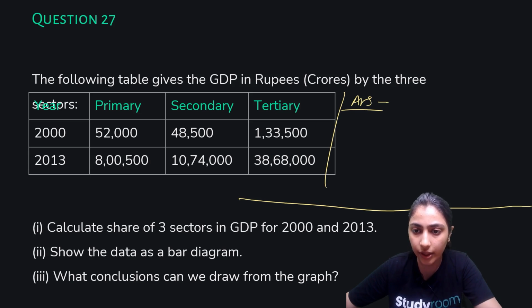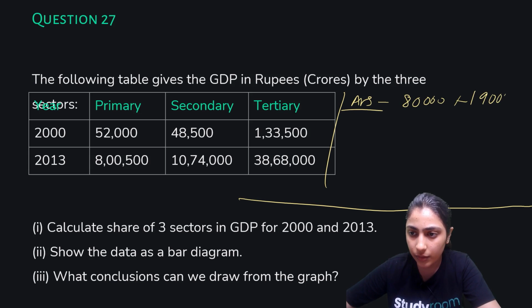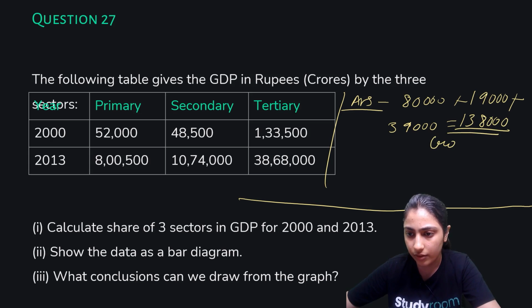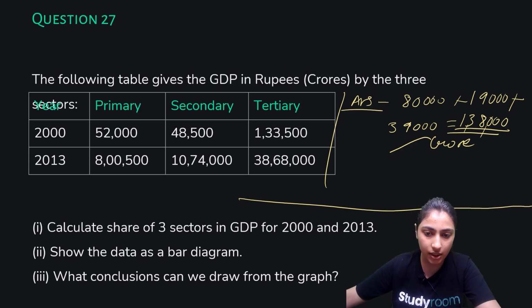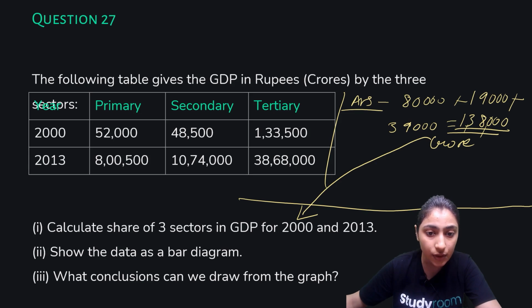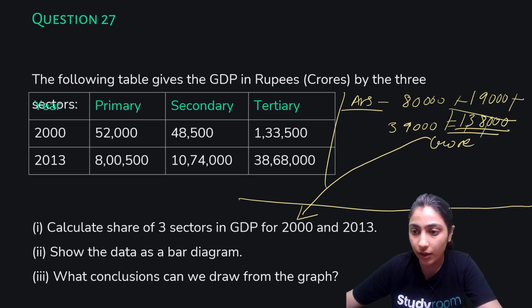In order to calculate, we take this one plus this one plus 39,000. After adding all of them, it comes to 1,38,000, and the value is always in crore. So this is the answer for your first part. GDP means the final value of goods and services produced in the year, so I have just added and taken out this value.